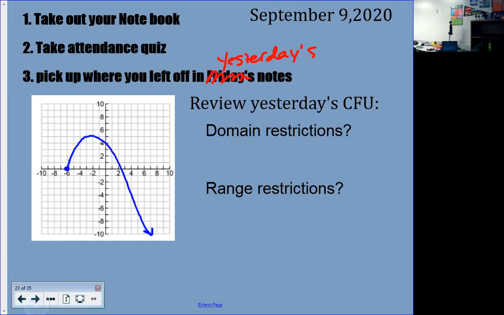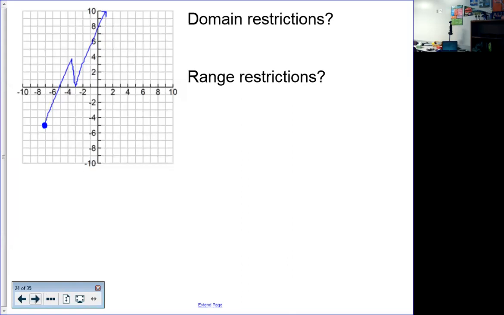All right, let's continue. Today we're still going to focus on domain and range, coming up with our answers for our graphs. So we have this graph right here. I want you to pause this video and try to come up with the domain and range.